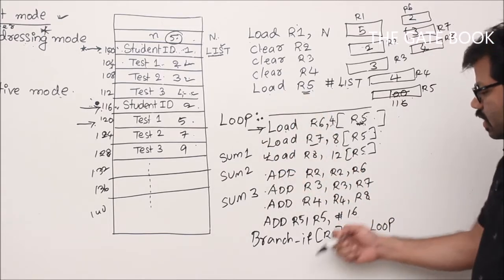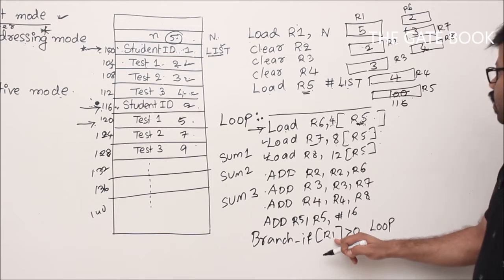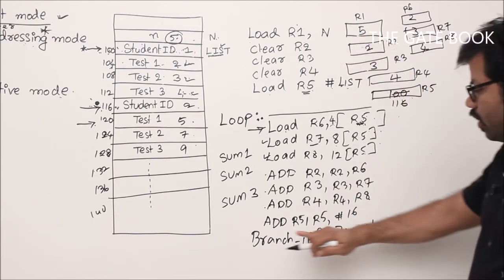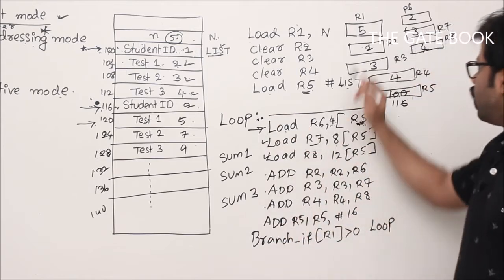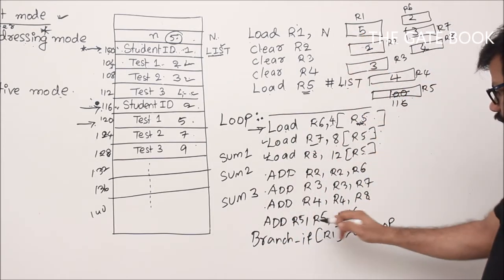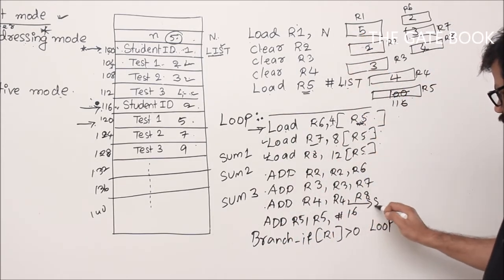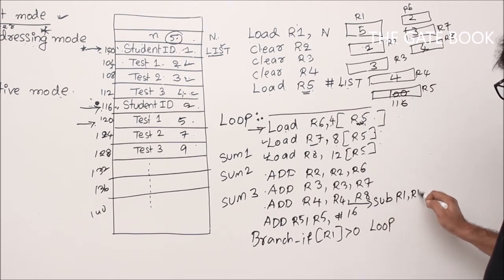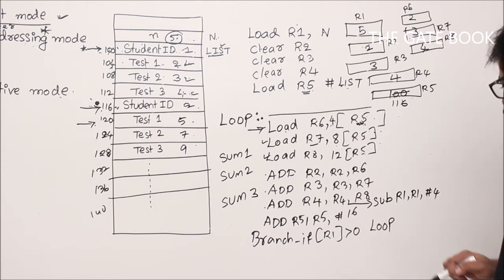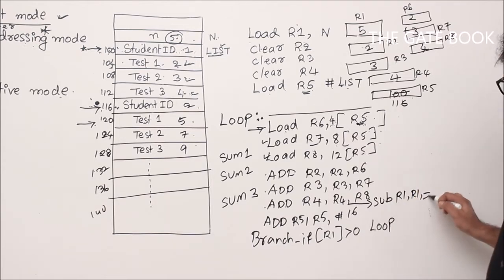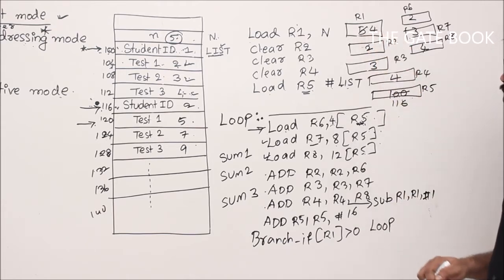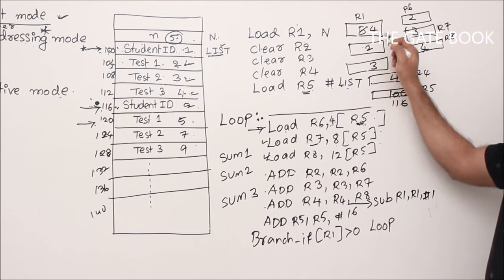Once it is done, second time when you go back, see R1's content. And one more thing. When you do one iteration, we should reduce this R1 value. For that, somewhere here we can write subtraction. So subtract R1 equal to R1 minus 1. Sorry, not hash 4, hash 1, right? If you do that, then R1 will become 4. Now the number of students to be added is 4.